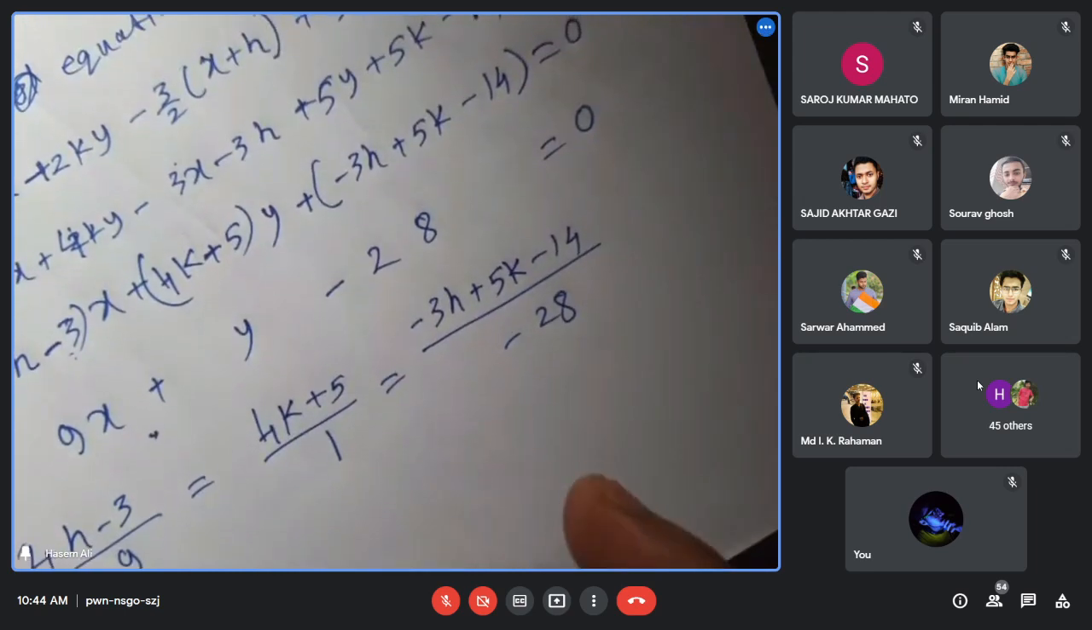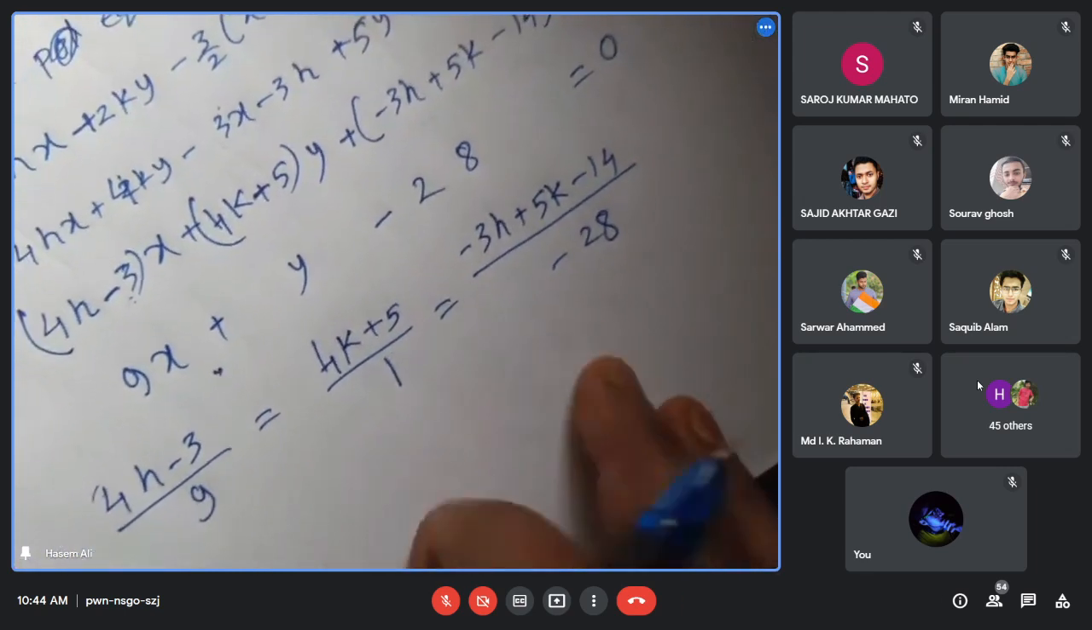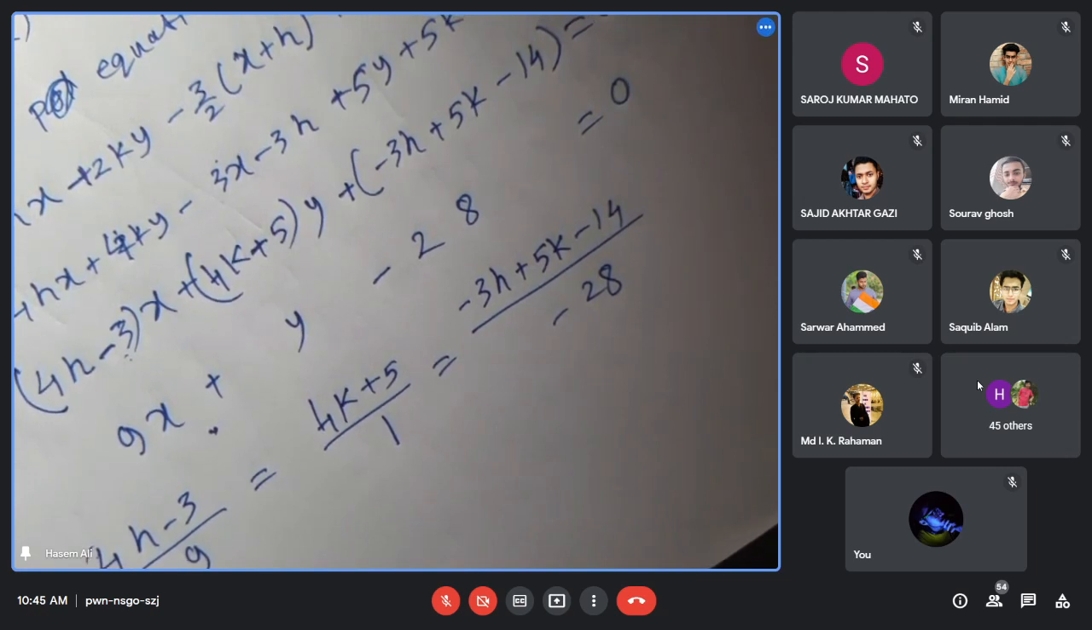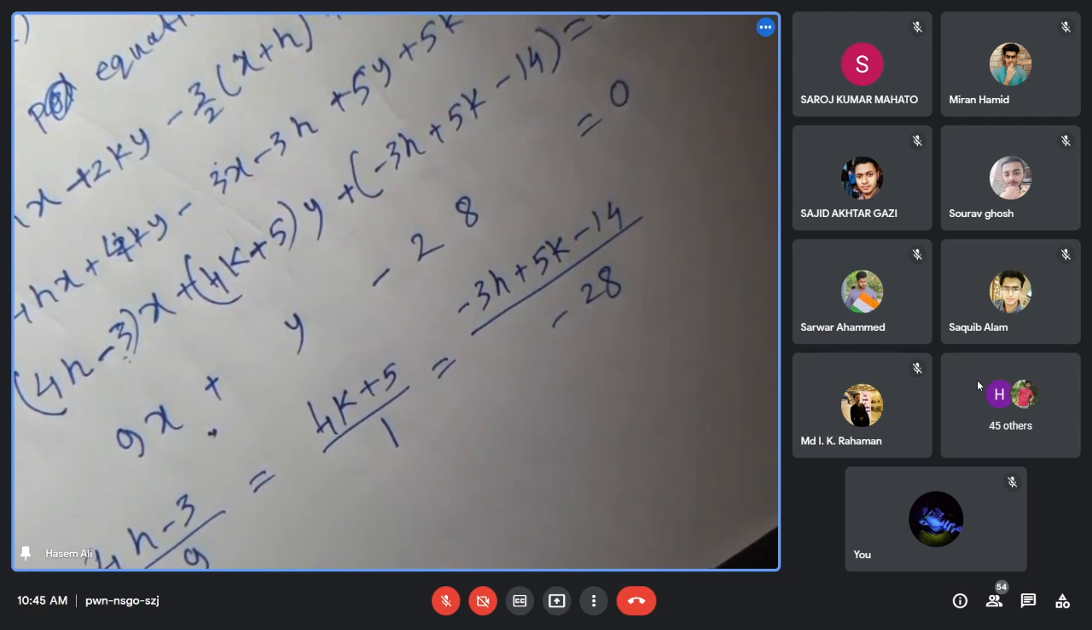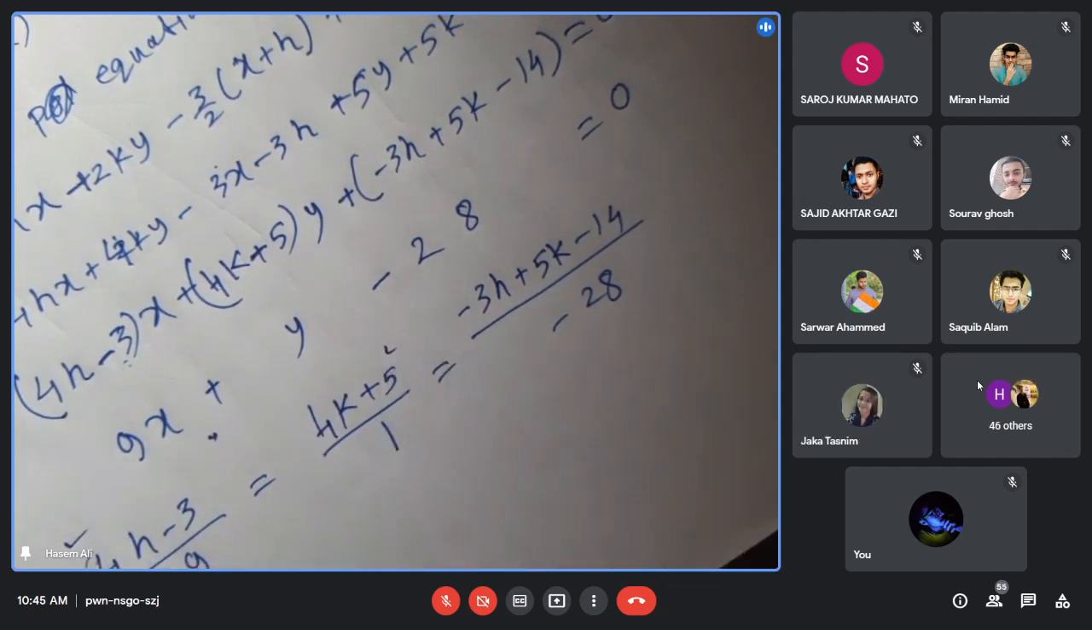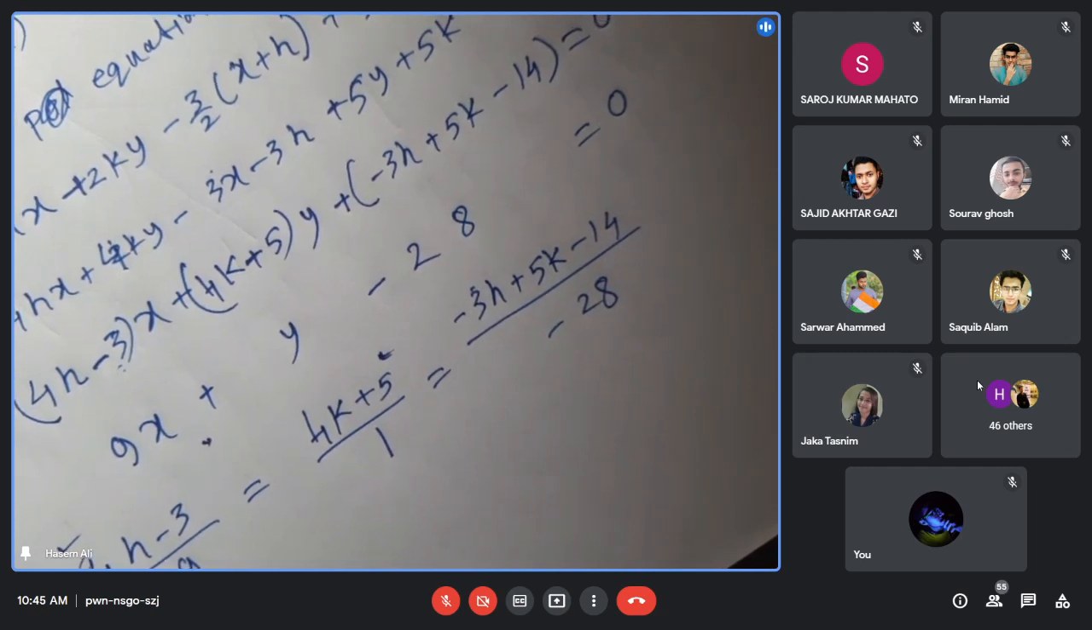From this equation you can find the values of h and k. First consider these two equations, and second consider these two equations. Then we will get two equations in h and k, and by solving we will get the values of h and k.